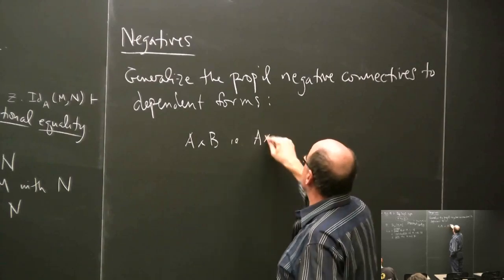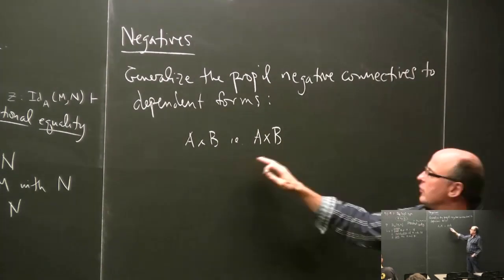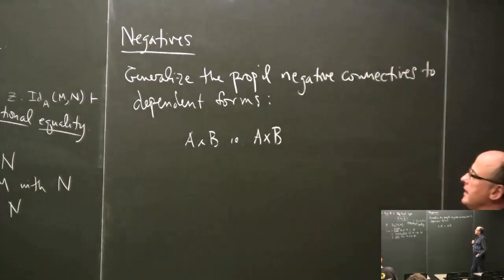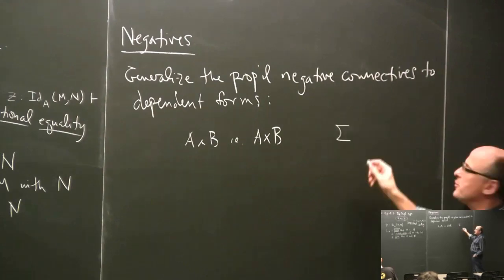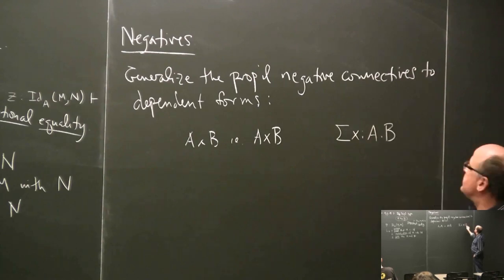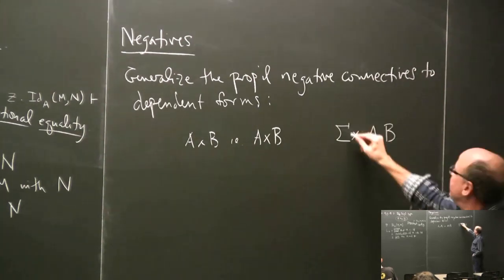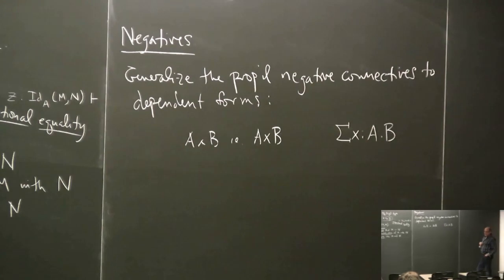A cross B. By now we're just going to switch back and forth between logical and type theoretic notation according to how the mood strikes us. So we're going to generalize the idea of a product into, and now terminology, this is another one of these terminology things. This is sometimes called the sum, and it's also sometimes called the dependent product, and probably it's called other things.